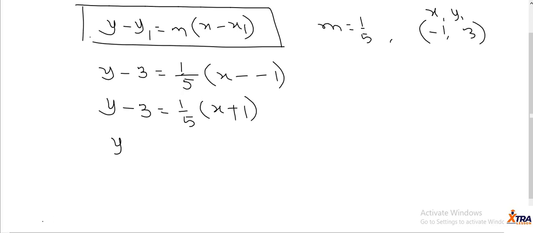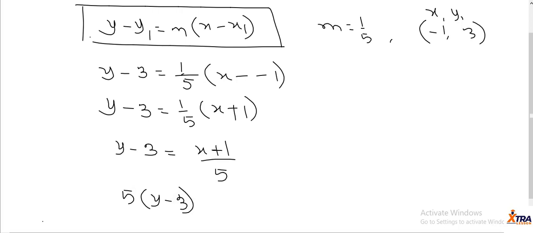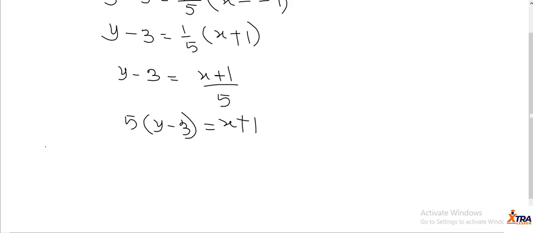So we have y minus 3 equals, expand this now. Better still, you can do it this way: y minus 3 equals x plus 1 over 5. If you cross multiply, it means you have 5 into bracket y minus 3 equals x plus 1. If we expand this now, we have 5y minus 15 equals x plus 1.